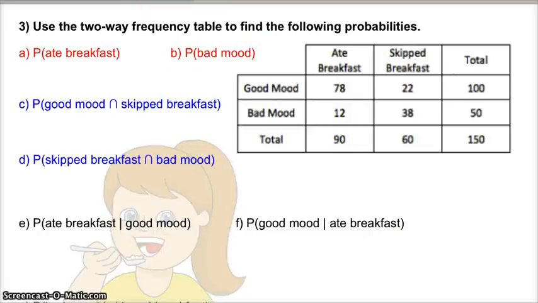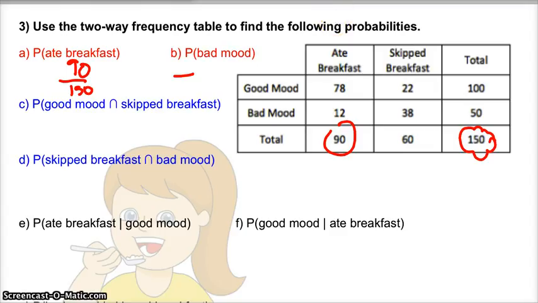The two-way frequency table is going to make finding the probability a little bit easier because all of the numbers are already given. Let me back up. It says use the two-way frequency table to find the following probabilities. So picture a survey of 150 people with two questions asked: did you eat or skip breakfast, versus what kind of mood are you in? So of the 150 people who were asked these questions, how many of them ate breakfast? We go to the ate breakfast column, and 90 total people out of 150 ate breakfast.